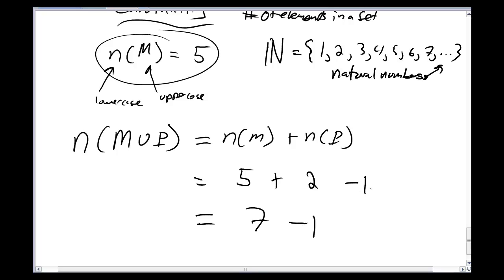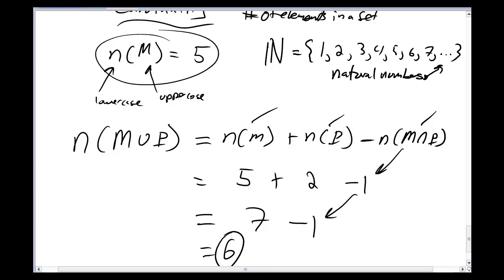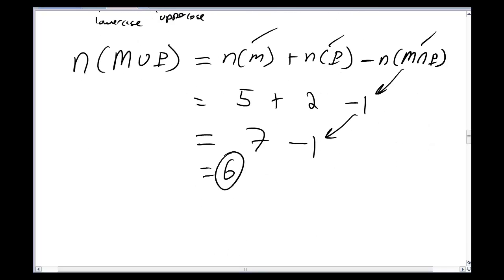So I want to be subtracting 1, and the way I subtract 1 is I subtract the number of things that's inside the intersection of M and P. I counted Mr. White once here, I counted him once here, so I get rid of him once here, because he's the common ground. And so that's what leads to the subtraction, giving me the answer 6 that we all know is the correct answer for that.